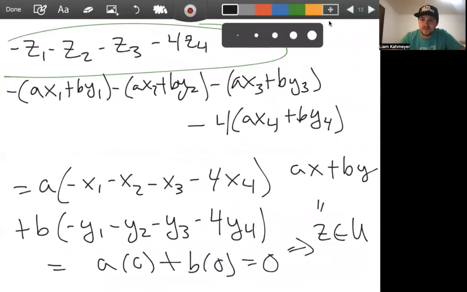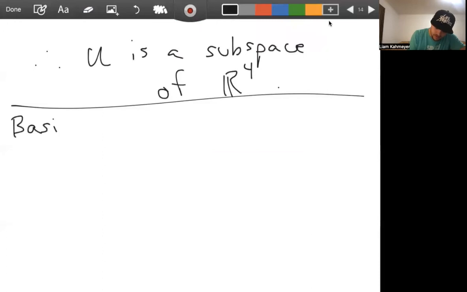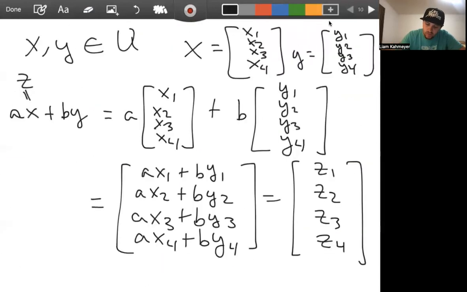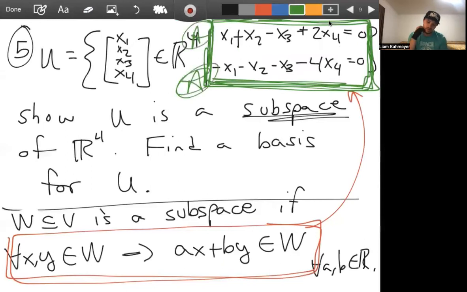Now we need to find a basis. How do you find a basis of this? Finding a basis means you need to find a linearly independent spanning set. And when you're looking for a basis, you always go to the restrictions. The restrictions on the elements here are defined by these two equations. So we need to solve this system of equations to figure out what types of vectors x1 through x4 are.